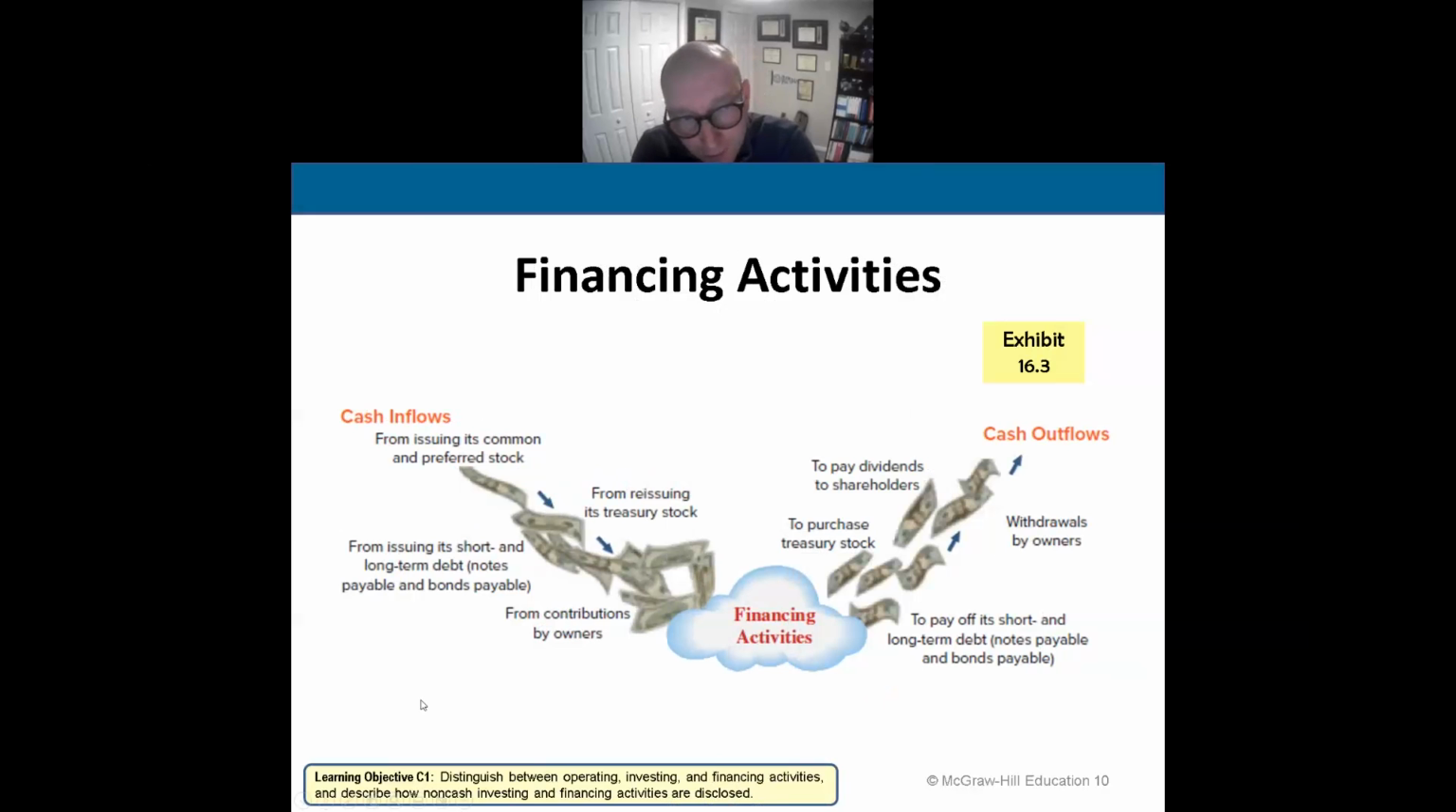Financing activities, cash coming in, I issued some stocks, some bonds. Maybe the owner's contributing money. Maybe we took out a loan. Cash going out for financing activities, we're repurchasing stock, so treasury stock. Paying out a dividend, owner took out some cash for withdrawal. We repaid some loans or bonds. Cash coming in minus cash going out equals net cash flow.